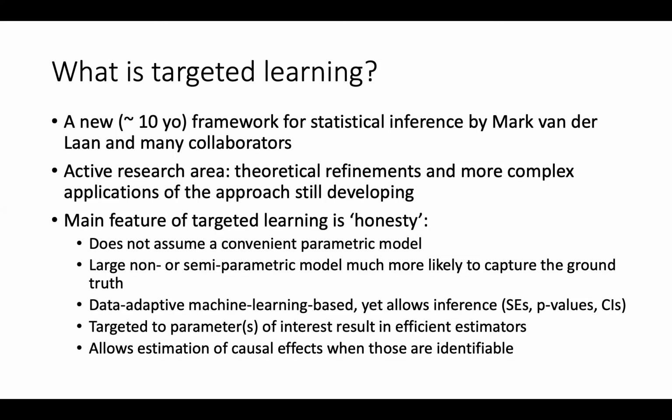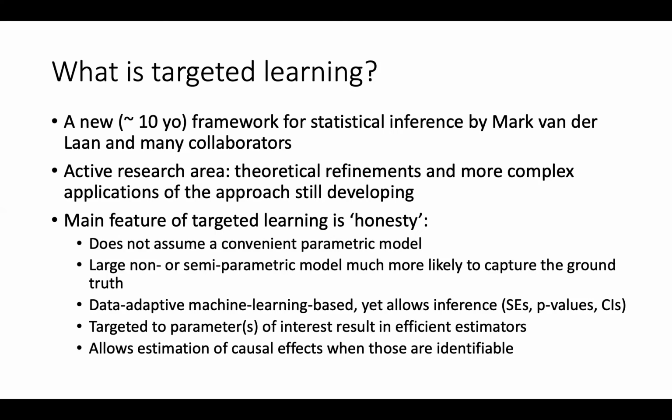We're not going to assume a convenient parametric model just because it's mathematically convenient. We're going to assume essentially a non-parametric model, a model that is infinite dimensional, and that is much more likely to really contain the truth, or be closer to the truth, than a parametric model that we know is going to be misspecified.